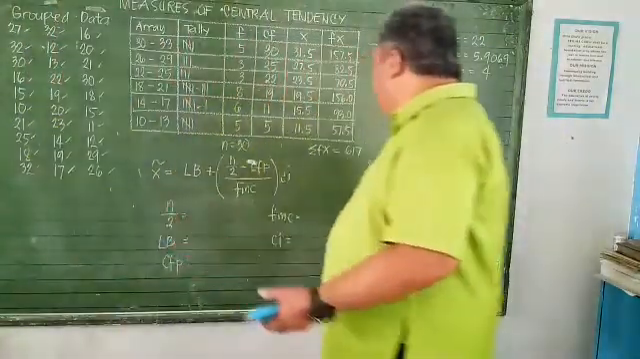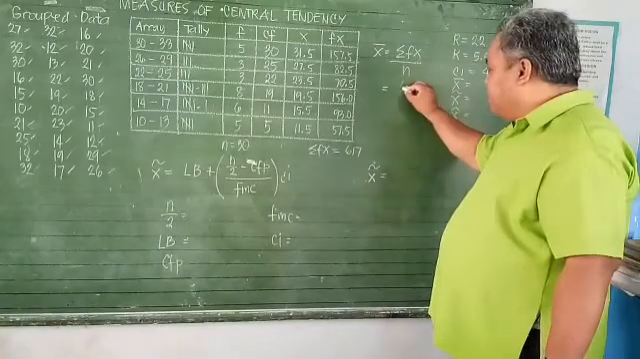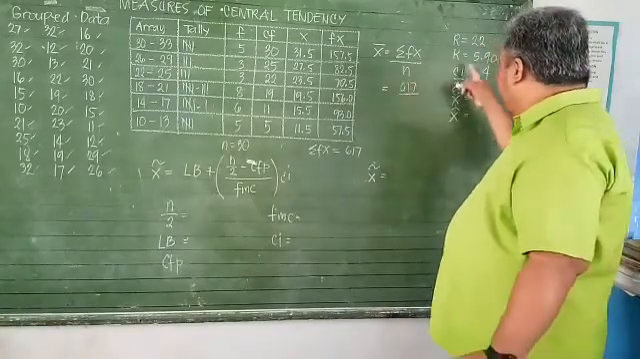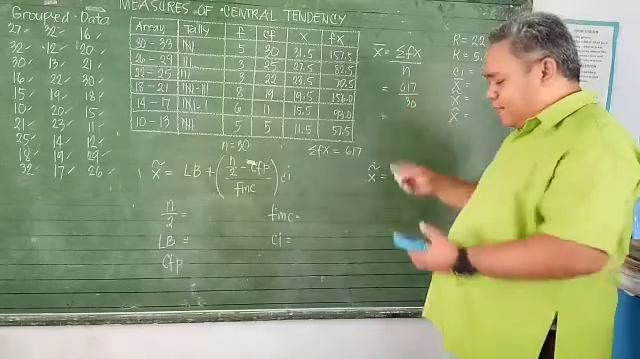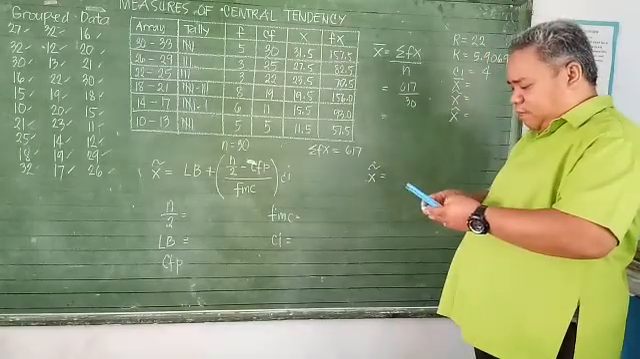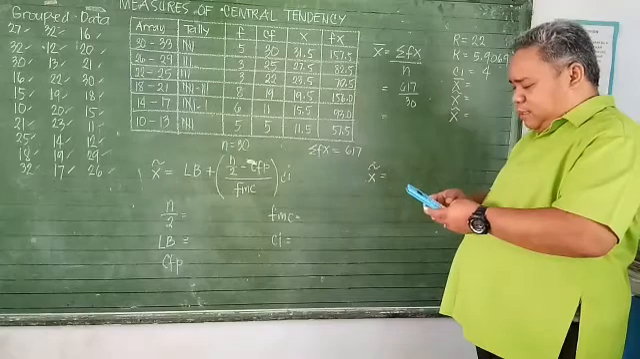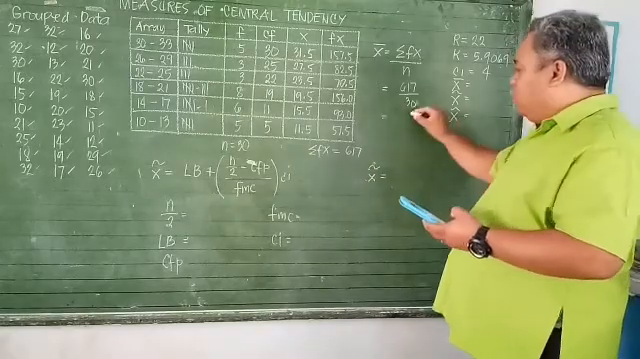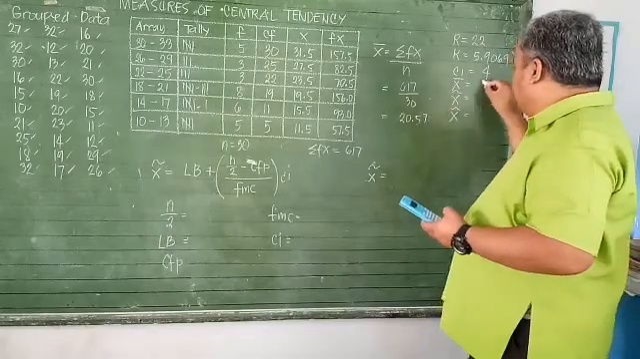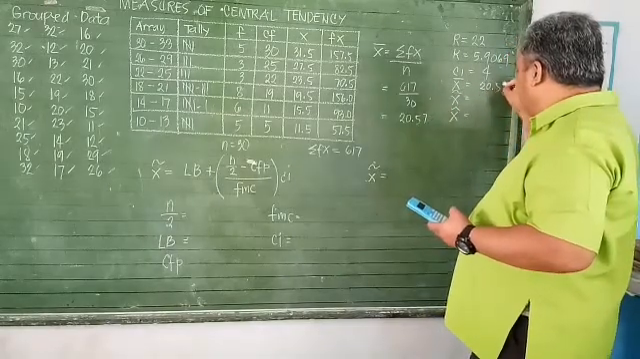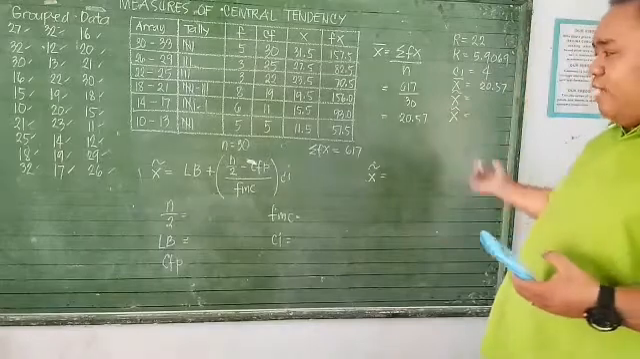So ano ang ating summation of fx? That is 617. And our n is 30. So divide lang natin yan, that's 617 divided by 30. And it will give us 20.57. So that will be your mean. So 20.57. That is as easy as that.